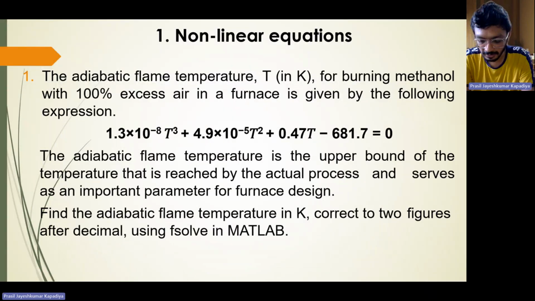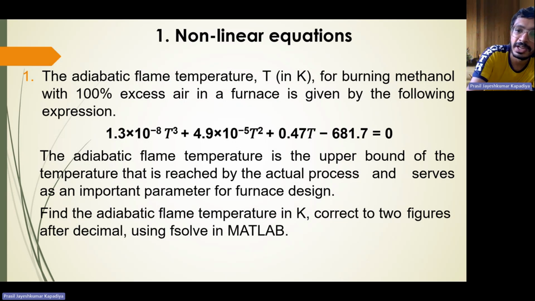So let me read out the problem. The problem statement says that the adiabatic flame temperature T in Kelvin for burning methanol with 100% excess air in a furnace is given by the following expression. The adiabatic flame temperature is the upper bound of the temperature that is reached by the actual processes and serves as an important parameter for furnace design. So here it's written upper bound. Find the adiabatic flame temperature in Kelvin, correct to two figures after decimal, using fsolve in MATLAB.